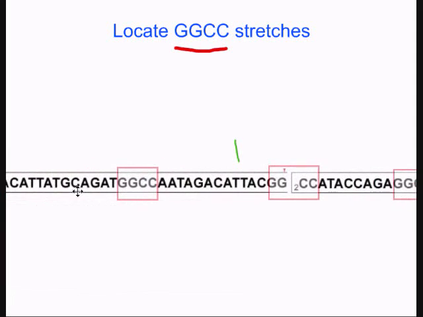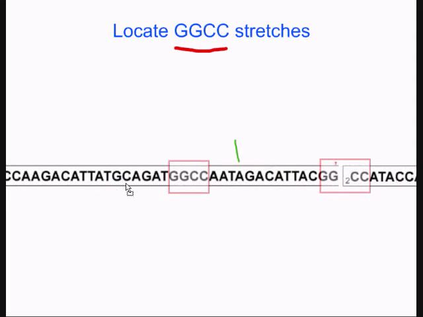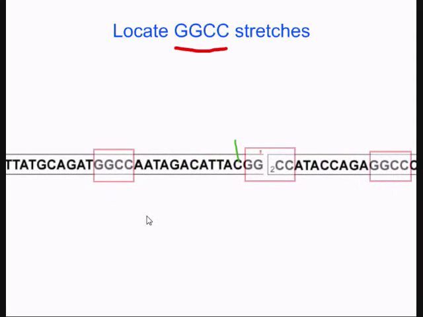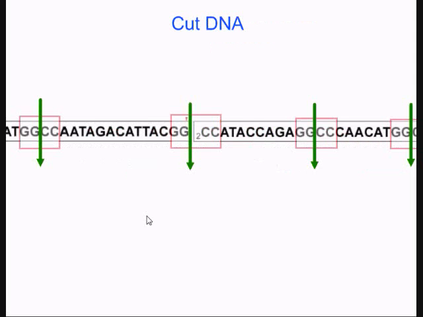Okay? Now, if you do that correctly, the next thing we're going to do is cut it into little pieces. Every place that you saw a GGCC, and there should have been 7 of them in that standard strip, you're going to take your scissors and you're going to cut it.